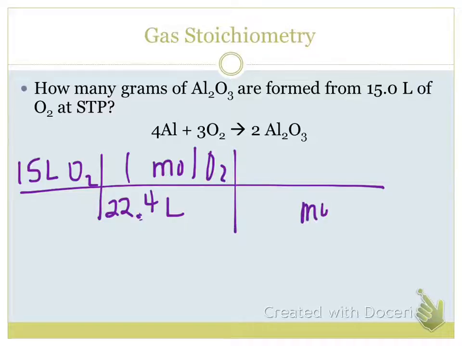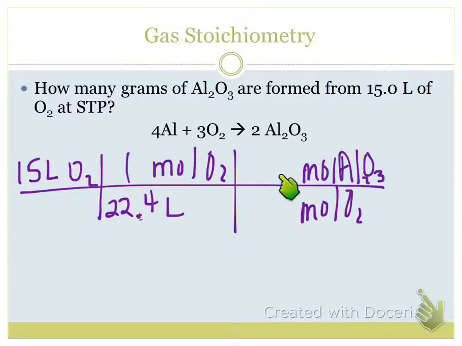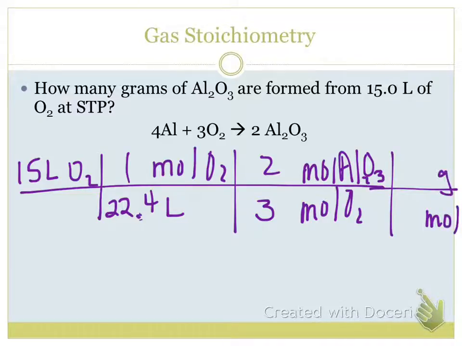So we want to go from moles of O2. I want to get rid of moles of O2. What needs to go on the top? Good, moles of Al2O3, what we're going to. And these numbers come from where? Balanced equation. So it happens to be 3 and 2. And then here we want to get rid of moles and go to grams. So we need to find the molar mass of that Al2O3.